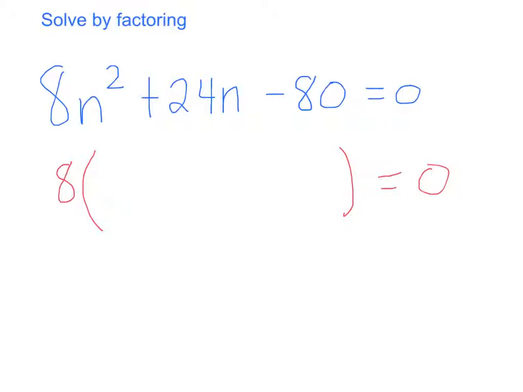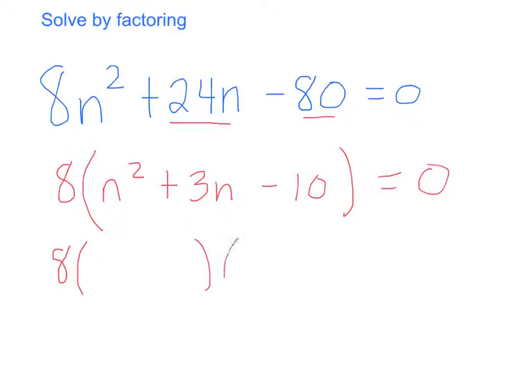Okay, so I'm going to divide each term by 8, and I get n squared. Divide this term by 8, and I get plus 3n. Divide this term by 8, and I get negative 10. Okay? And now, I need to factor what's inside the parentheses. So I kind of ignore the 8, and I know that this is in quadratic form, n squared, then n, and then a number without a variable. And if it factors, it'll factor into two binomials.